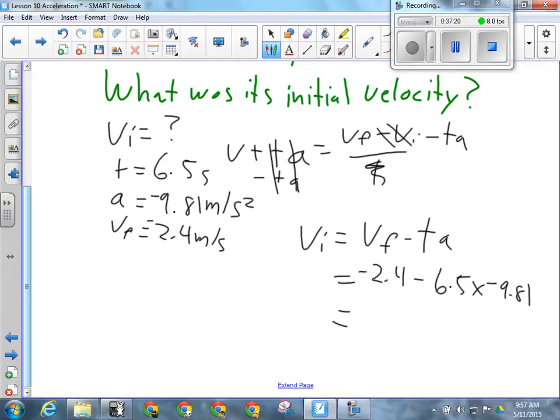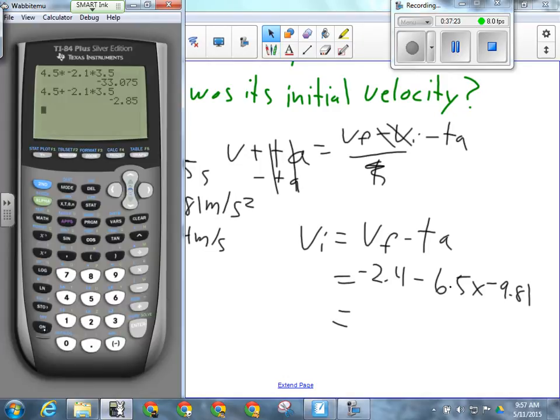All right, so we plug in our numbers, and we'll start out with negative 2.4 minus 6.5 times negative 9.81. Okay, so it was thrown upwards at 61.4 meters per second. I don't know who threw that, because that's faster than any major league pitcher could possibly hope to throw anything. Because that's about 230 kilometers an hour. Yeah, generally you don't see too many guys throwing that fast.